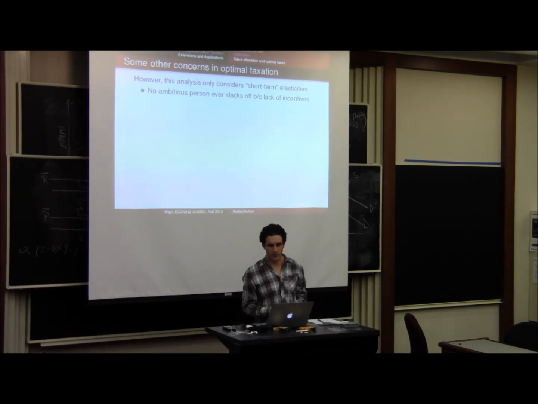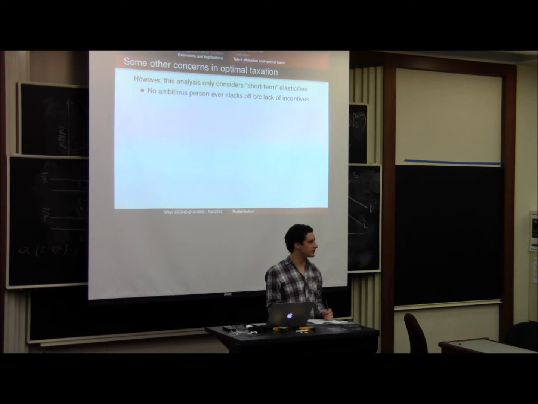Okay, so all of this is based on short-term elasticities, right? And my basic belief is that the reason you get such low short-term elasticities is, if you've ever met an ambitious person, all of you probably went to college with people who are very smart and ambitious, these people almost never slack off because of lack of incentives. Someone who's ambitious is going to be at the top of whatever greasy totem pole you put them onto. It's really just a question of what greasy totem pole you put them onto, right?